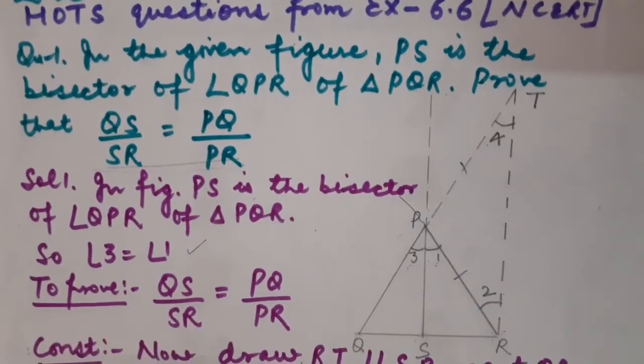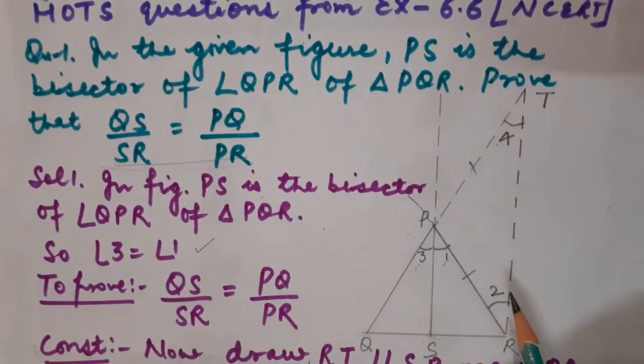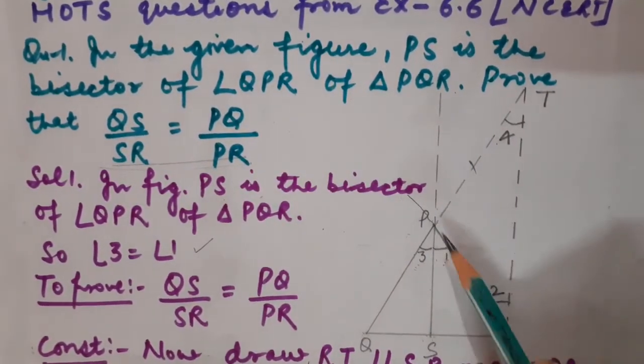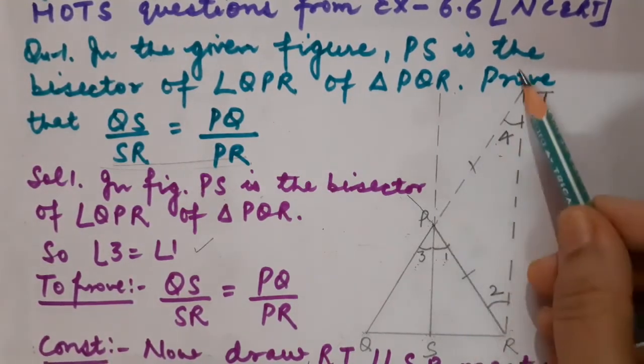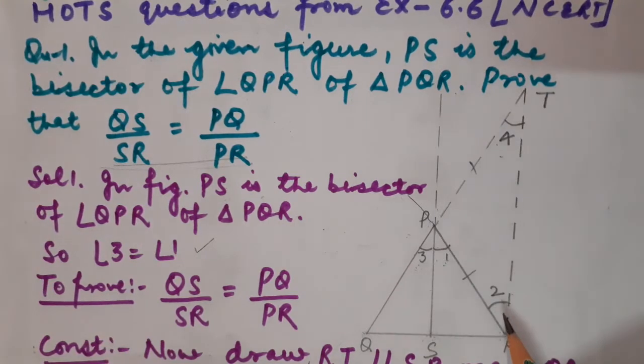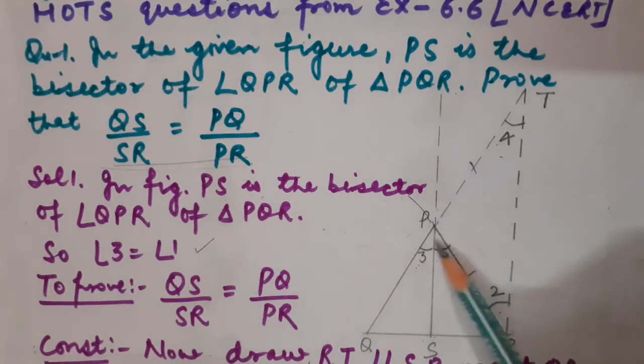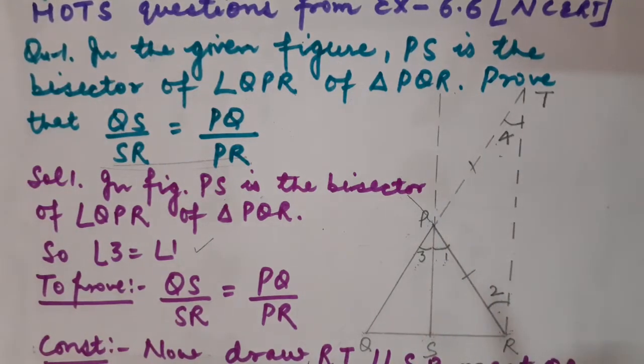Correct? Let us look in the diagram. Where are angle 2 and angle 4? This is angle 2, that is PRT, and this is angle 4, that is PTR. So if angle 2 and angle 4 both are equal and there is a triangle formation also, that is PRT, and both the base angles are equal. So what kind of triangle will be formed? Yes, it will be an isosceles triangle.